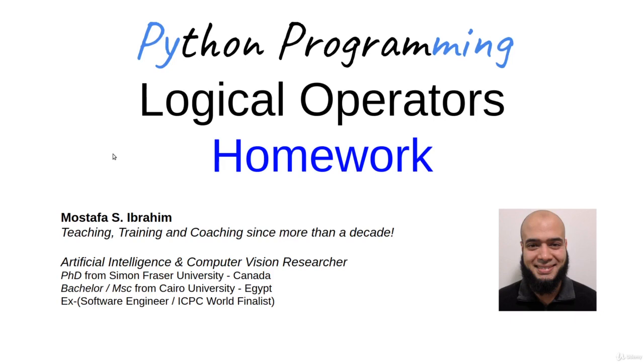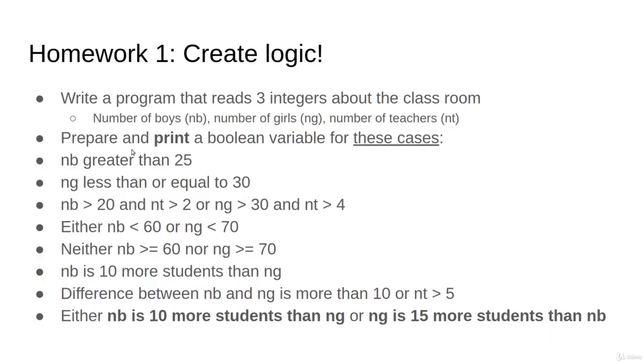Let's take a couple of challenges for the logical operators. The first one is I would like to read 3 integers for information about the classrooms. Let's name them NB for the number of boys, NG for the number of girls, and NT for the number of teachers. I would like to prepare an expression, a Boolean expression for every one of these statements.